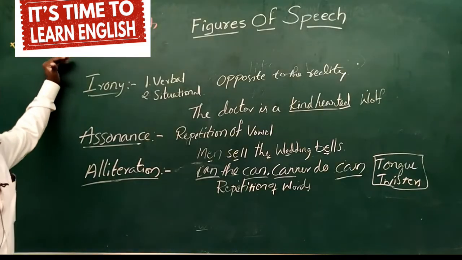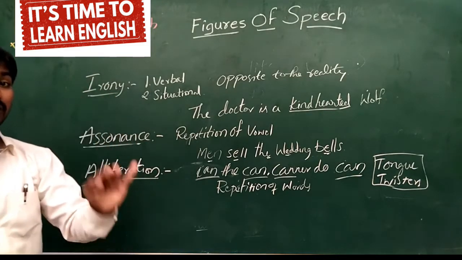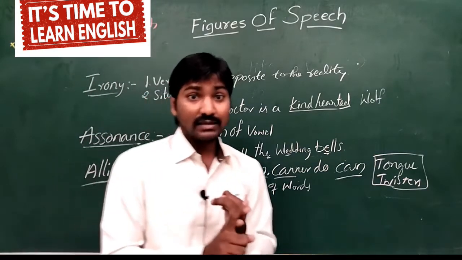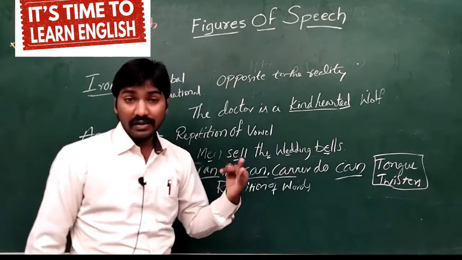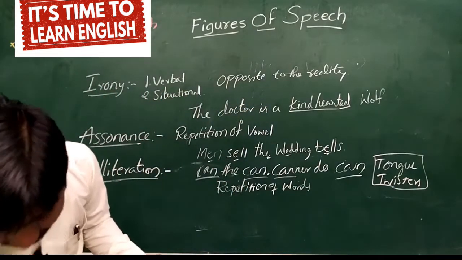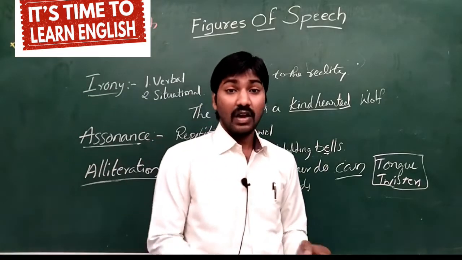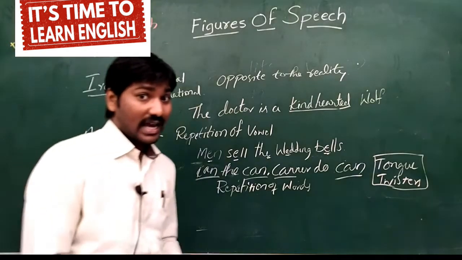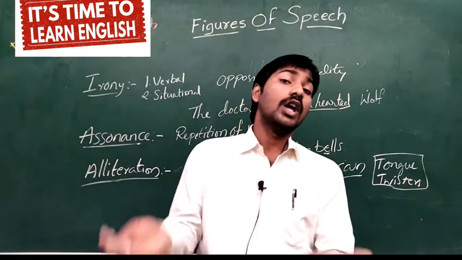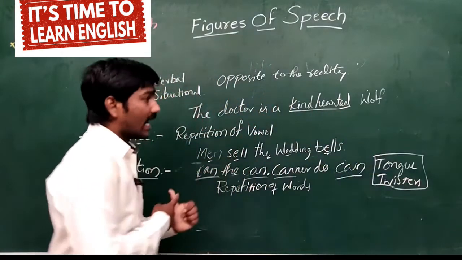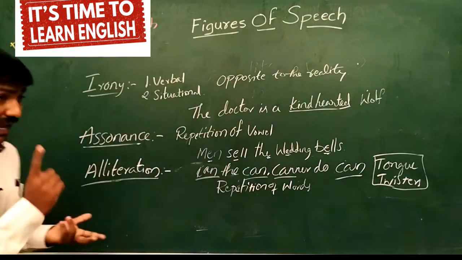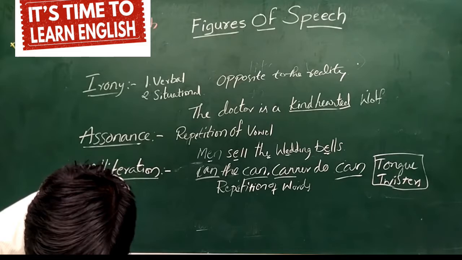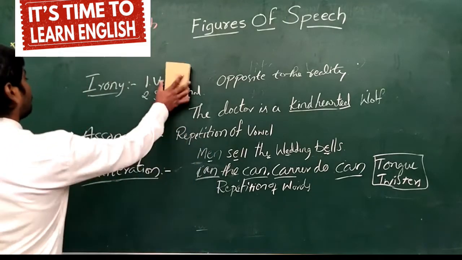So previously we discussed simile, metaphor and personification. Simile means comparing two unlike things by using like or as. And next, metaphor, comparing two unlike things without using like or as. And next we discussed personification. Personification means giving life to lifeless things, or giving human qualities to non-human things. And now we discussed irony, assonance, and alliteration. Later we'll come to another, if possible, two I will teach. Later we will go for the next one.